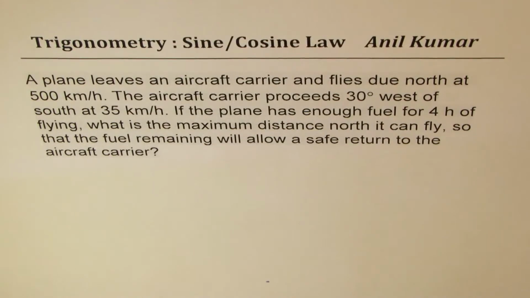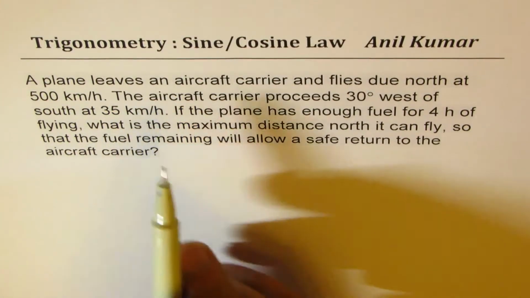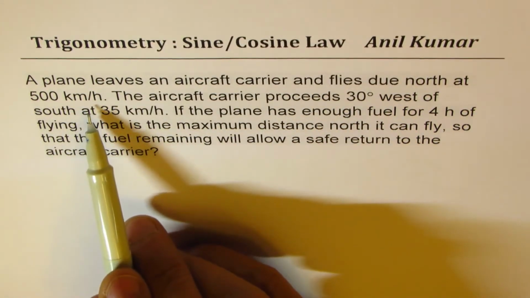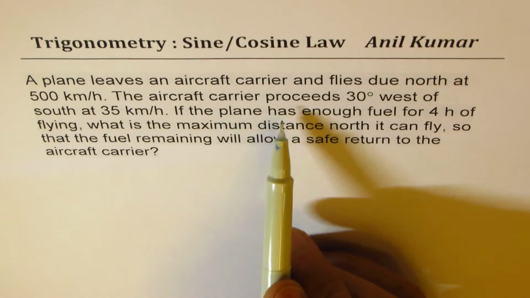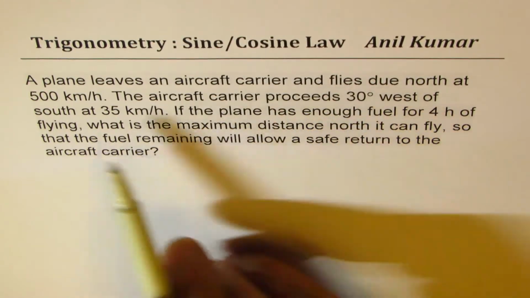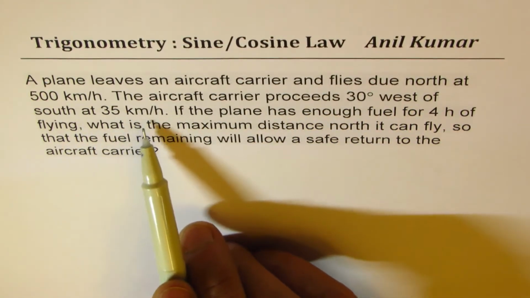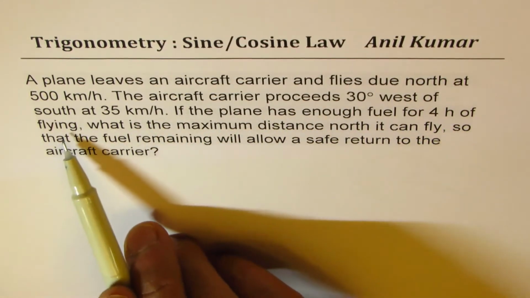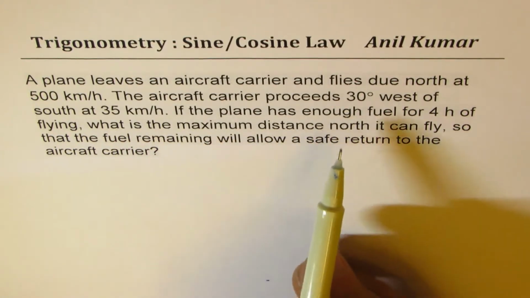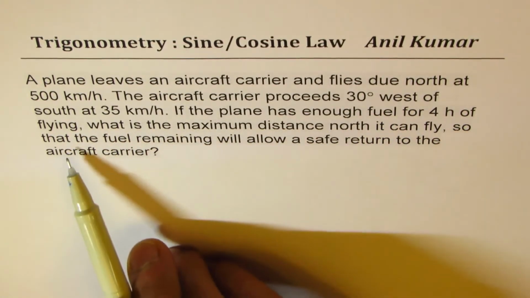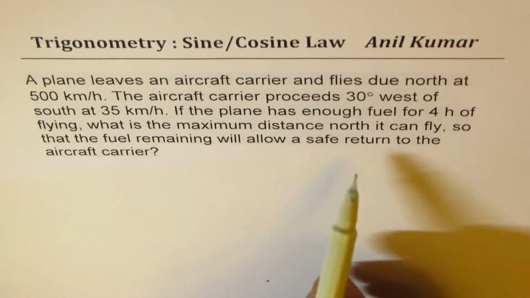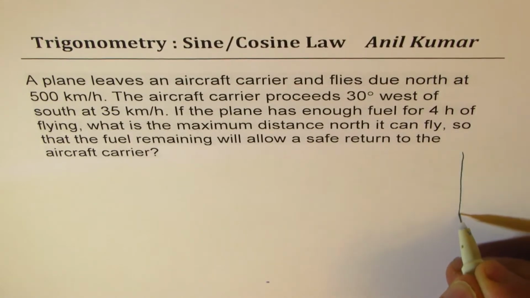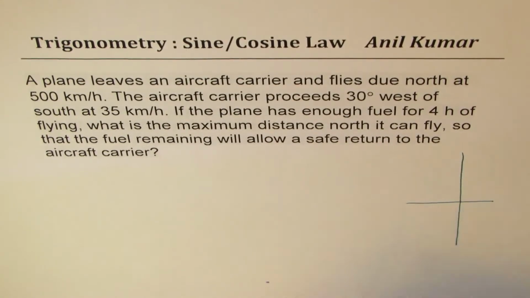The question here is, a plane leaves an aircraft carrier and flies due north at 500 kilometers per hour. The aircraft carrier proceeds 30 degrees west of south at 35 kilometers per hour. If the plane has enough fuel for 4 hours of flying, what is the maximum distance north it can fly so that the fuel remaining will allow a safe return to the aircraft carrier? So first let's sketch the scenario and then we'll try to solve it.